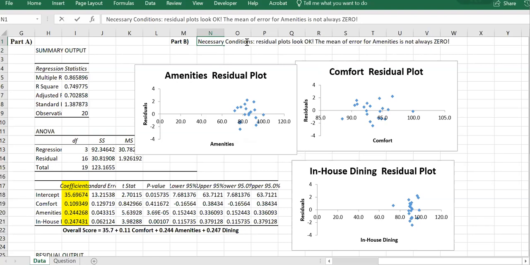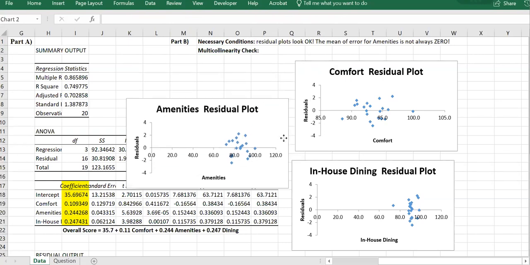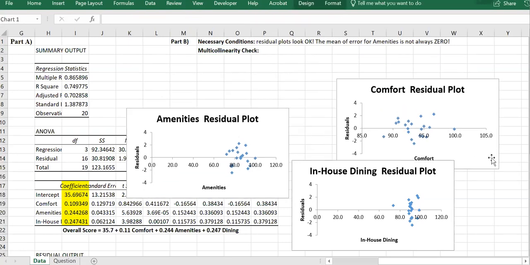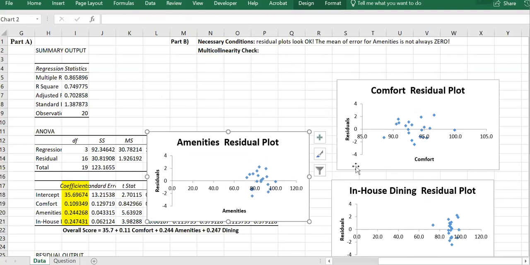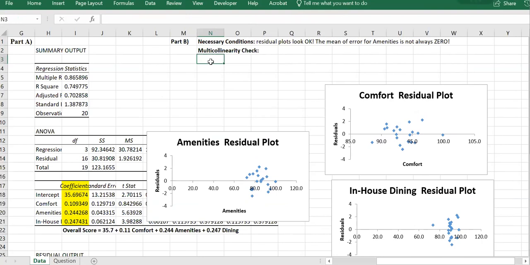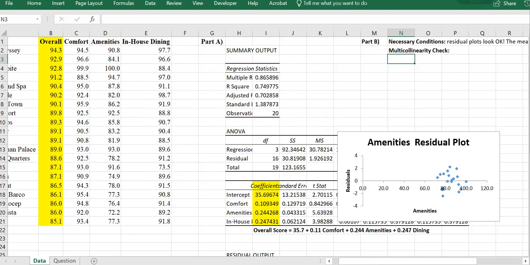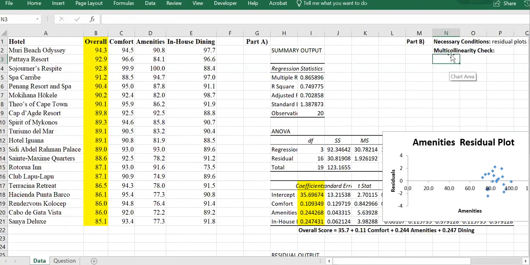The next thing that we need to check would be multicollinearity. And we check this only when we're dealing with multiple regression, all right? So I'm just going to move these to the bottom of this data file. For the multicollinearity check, I'm just going to check to see if it exists for now.